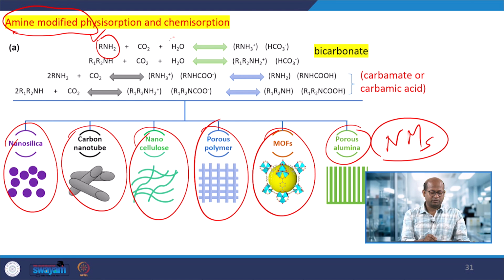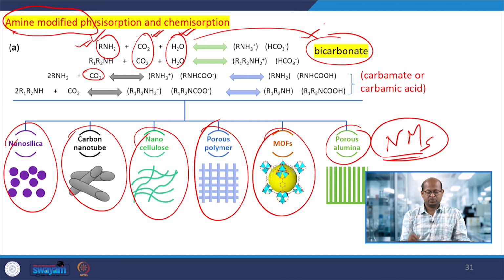In presence of water or in absence of water, CO2 gets adsorbed. When water or moisture is present in these nanomaterials functionalized with amine groups, bicarbonate types of species formation is there. And when it is dry conditions, when moisture is absent, these amine modified nanomaterials form this type of carbamates or carbamic acids, means these formations are there.